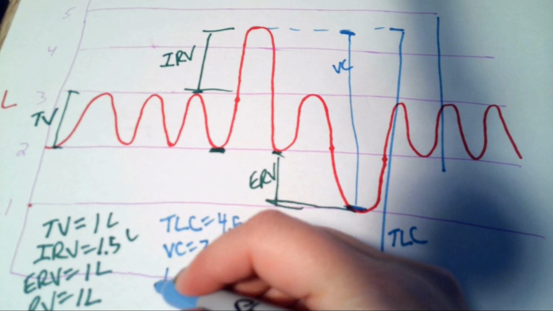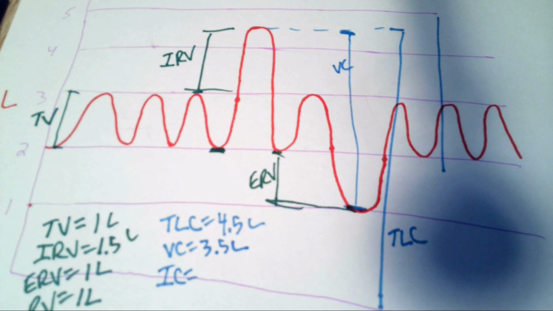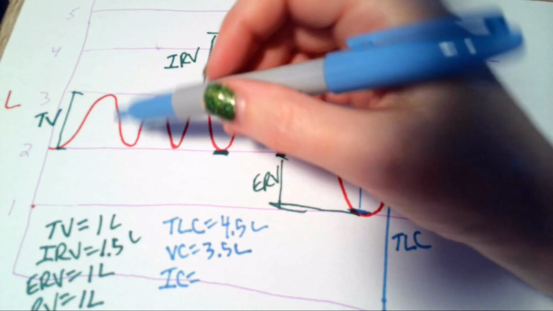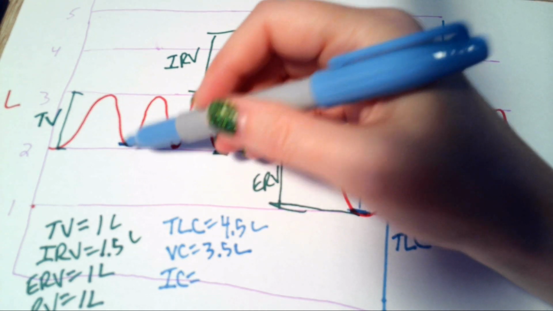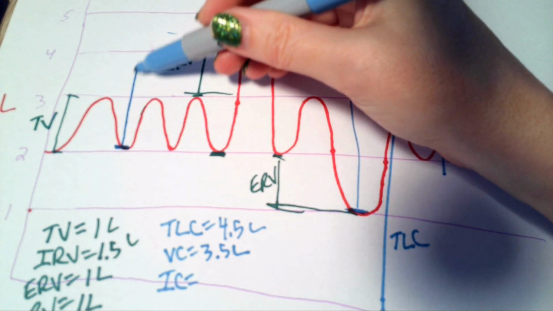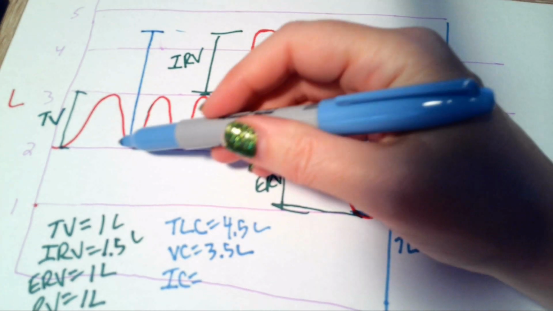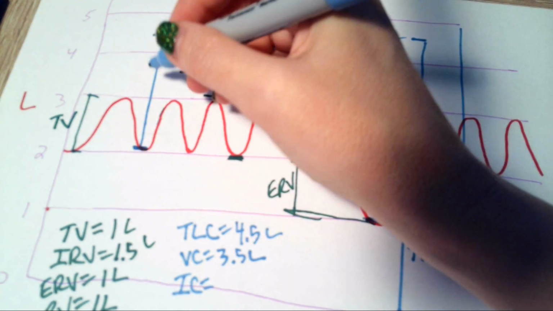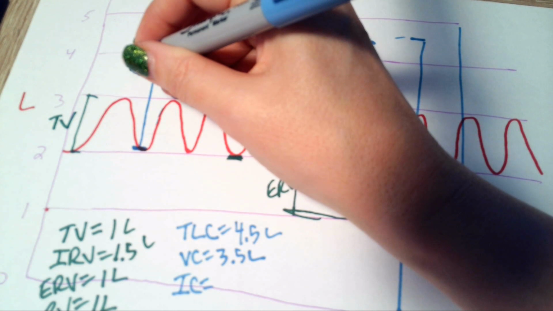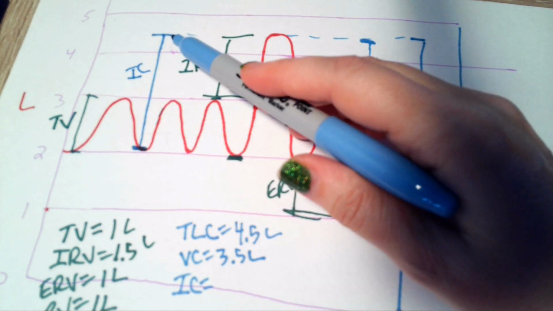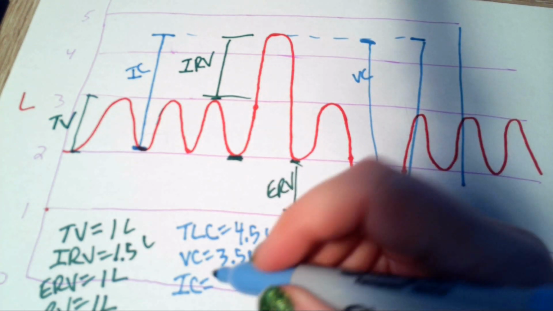Okay, inspiratory capacity. That's how much we could inhale total. So let's go over here because we're getting a lot of lines over there. So how much total we can inhale. So from when we start to inhale, so we're starting to inhale here, to how much we could possibly inhale. So from the bottom of the tidal volume up to the top of the inspiratory reserve volume, that's the inspiratory capacity. So 2 to 4.5, that's 2.5 liters.